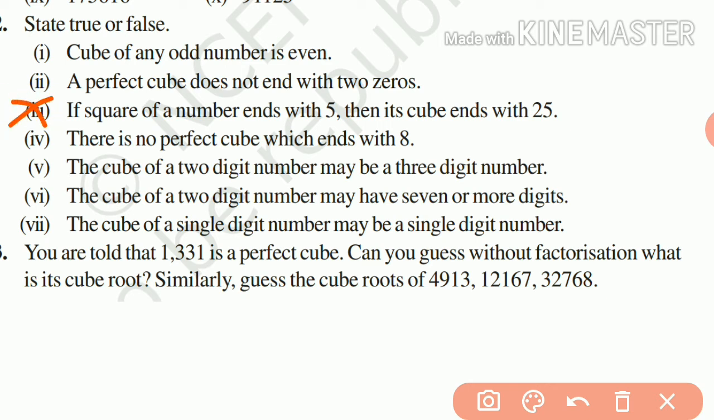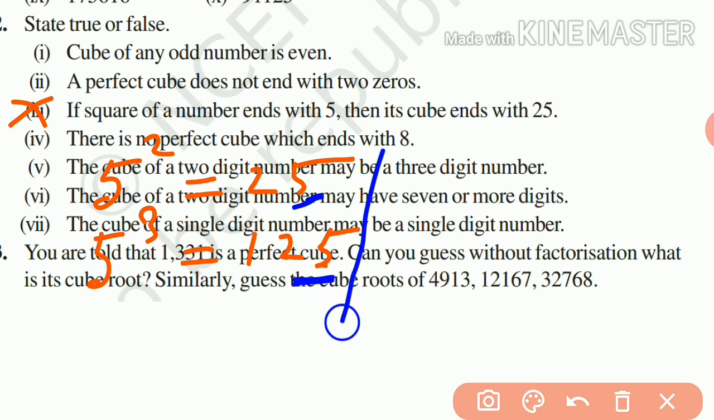This is a false statement, because suppose a number is 5, the square of the number ends with 5. Suppose the number is 5, a square of 5 equal to 25, and cube of 5 is 125, and here a square of 5 ends with 5 and cube of 5 ends with 25. It holds this condition, a square ends with 5, then cube ends with 25, but it is not true always.